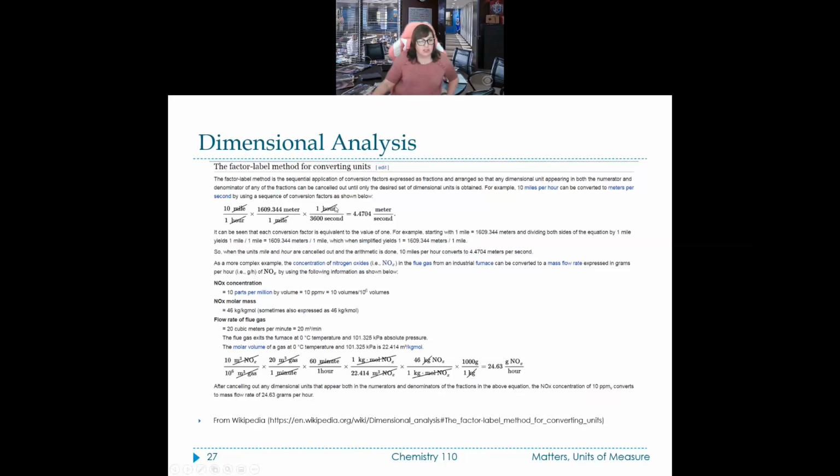I then want to convert from hours to seconds. So I multiply by the number of seconds in an hour. That gives me an answer in meters per second. I cancel out the hour here. I cancel out the mile there. So there we go. Woohoo! Yay!